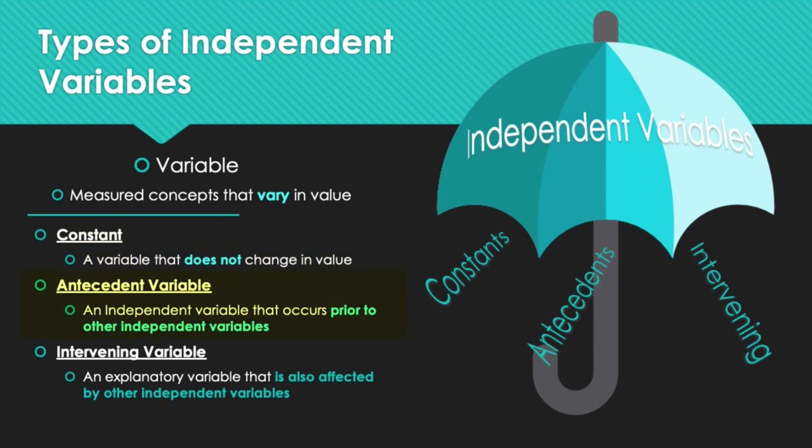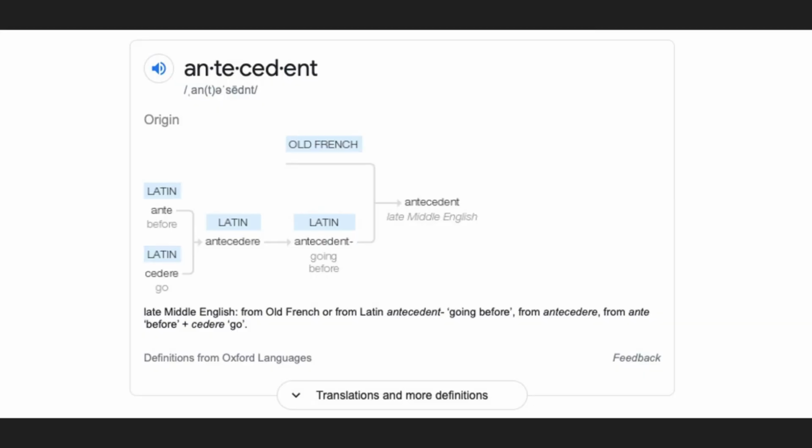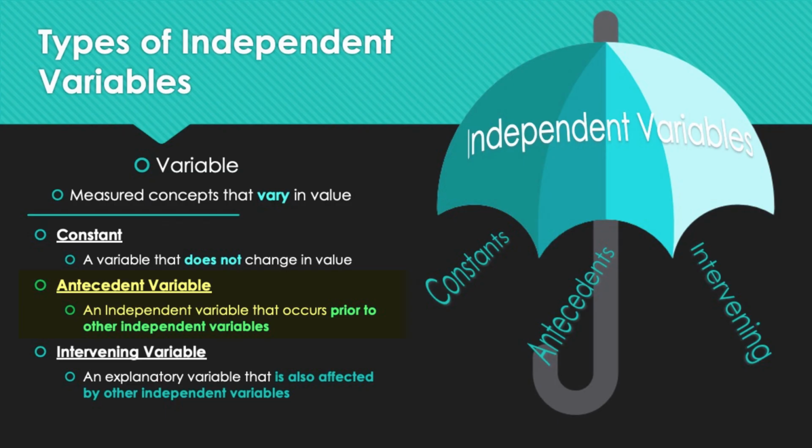Antecedent variables contain a time component that's theoretically relevant to your question. Antecedent, which literally means to go before, means that these types of variables literally occur before any of your other independent variables, and I'll show you why that's important in just a moment. And then finally, we have intervening variables, which can be a little bit harder to understand at first, but intervening variables help explain the dependent variable, obviously, but they are also affected by other independent variables.